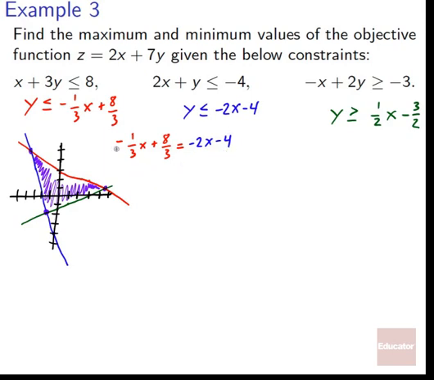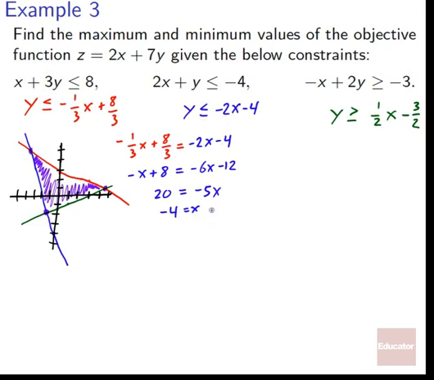At this point, I'm just going to use blue. So multiply everything by 3 for ease. Negative x plus 8 cancels out those fractions. Negative 6x minus 12. We add 12 to both sides. We get 20 over here. Add x to both sides. We get negative 5x. Sorry, divide by, not x, but divide by negative 5 on both sides. We get negative 4 equals x.